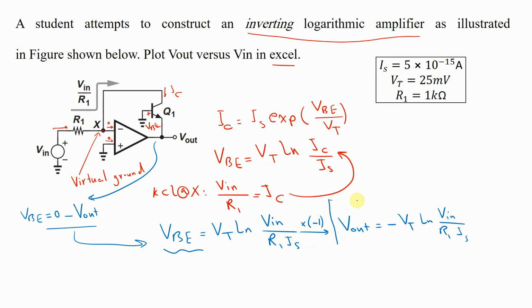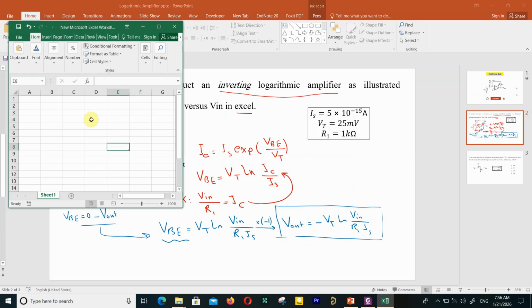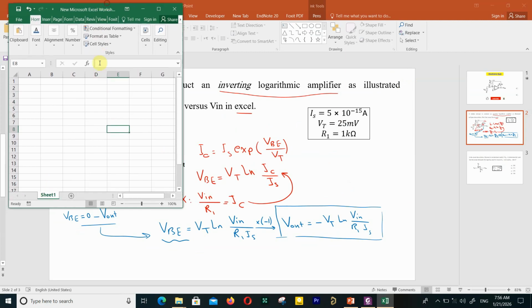So this is our final equation, and as you can see, there is a natural logarithm relationship between V out and V in. As simple as that, we can create such an amplifier by using an op amp and a bipolar transistor. Now, in order for you guys to get a sense of this relationship, I'm gonna plot the result in Excel, and this is another skill that I'm gonna show you. This is my Excel that I'm gonna plot the result in.